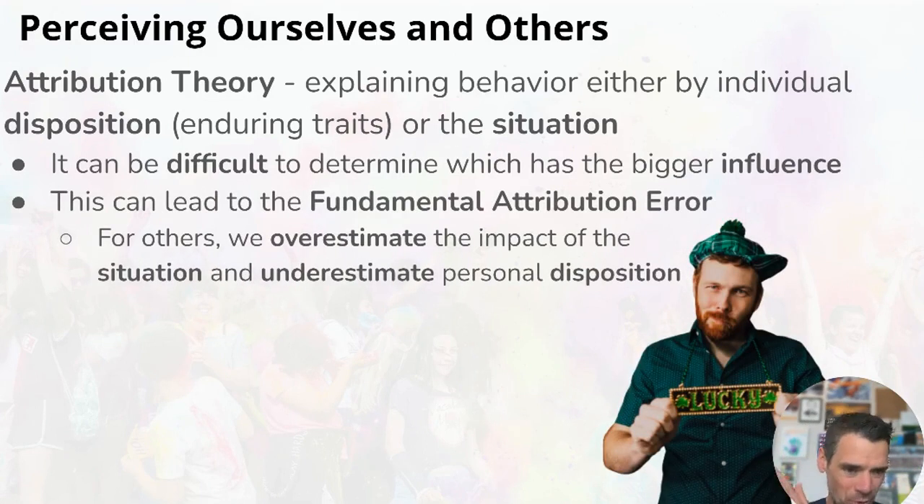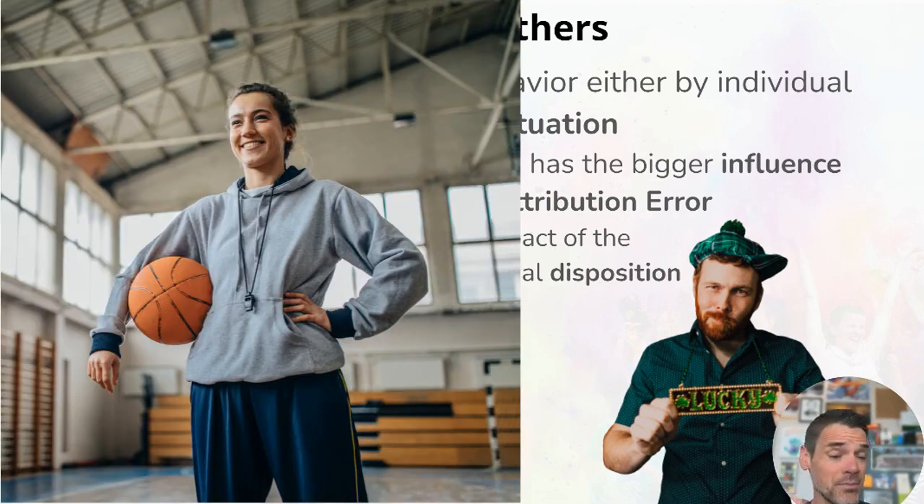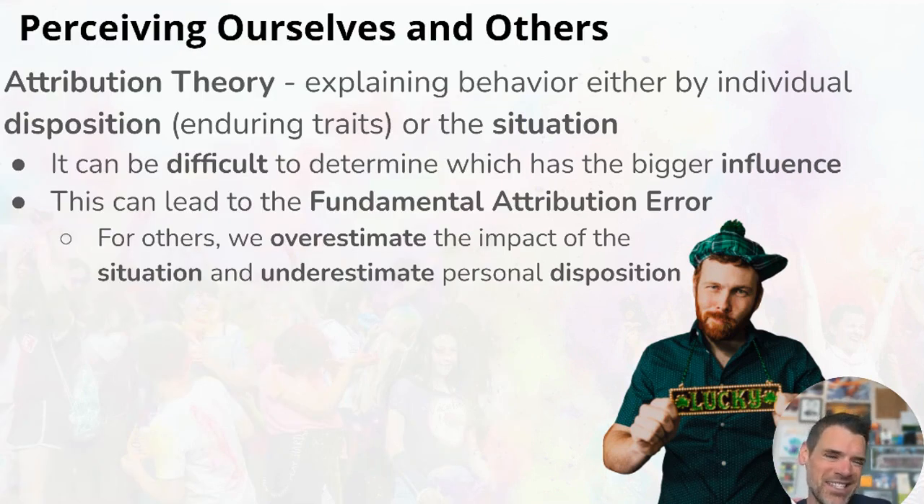For other people, we overestimate the impact of the situation and we underestimate personal disposition. So this is with something good. So that person, that kid on my team, he plays varsity because the coach likes him, situation, but he's not really that great of an athlete, disposition, right?